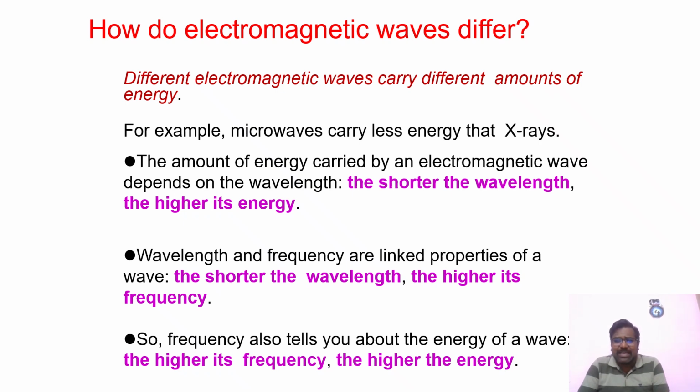The frequency also tells us about the energy of the wave. If the frequency is high, the energy is also high. In this case, wavelength is low, so energy is high. So generally, lambda equals c by f, and based on this relation, if frequency is high, energy is high.